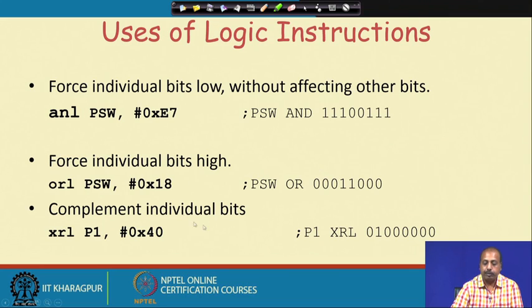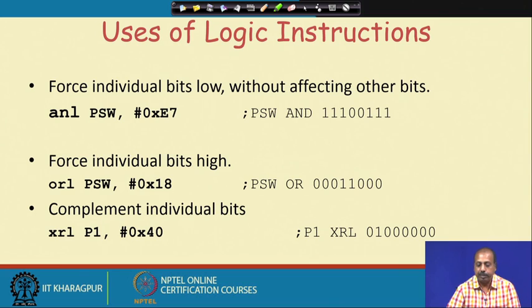Or you can force individual bits high, using OR. You can say ORL PSW, 0x18. These two bits will be set to 1, whatever the previous values of the bits in the PSW register. These are useful when you are changing the register banks. We have 4 register banks, and there are register bank select bits. So, without affecting other PSW bits, if you want to change the bank select, you can use this OR instruction or the AND instruction, depending upon the bit pattern you want to set.